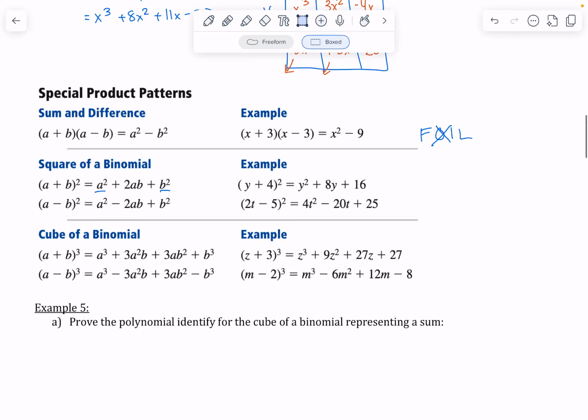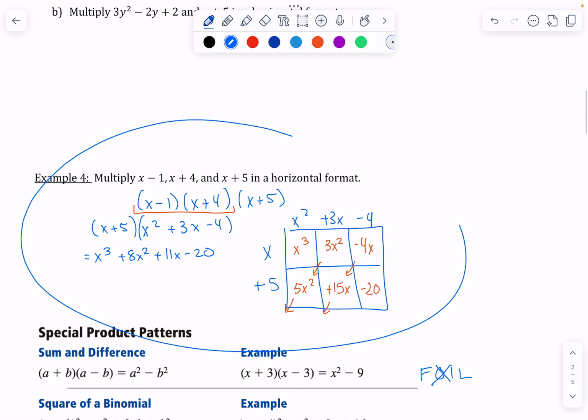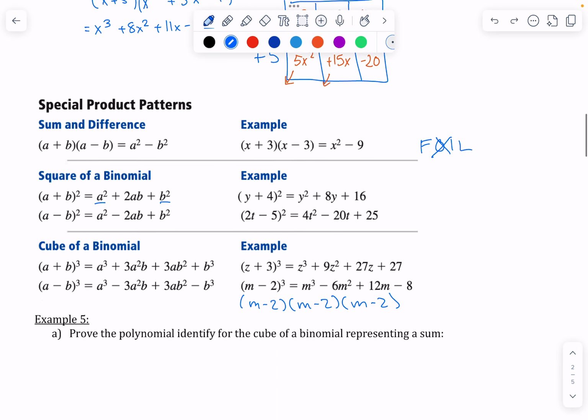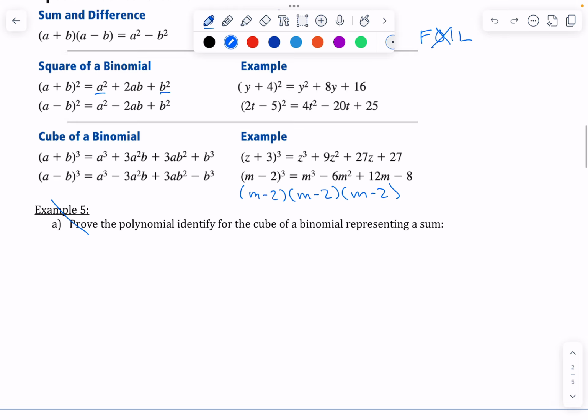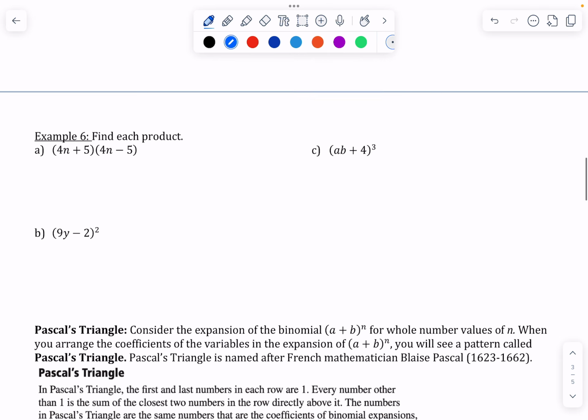For the cube of binomials, this is new, okay? Honestly, I don't really use this formula. I just actually multiply it out. So I just do m minus 2 times m minus 2 times m minus 2, and then simplify it in a similar fashion to this problem, okay? So that's all we'll talk about there. Let's move on. You can skip this one.